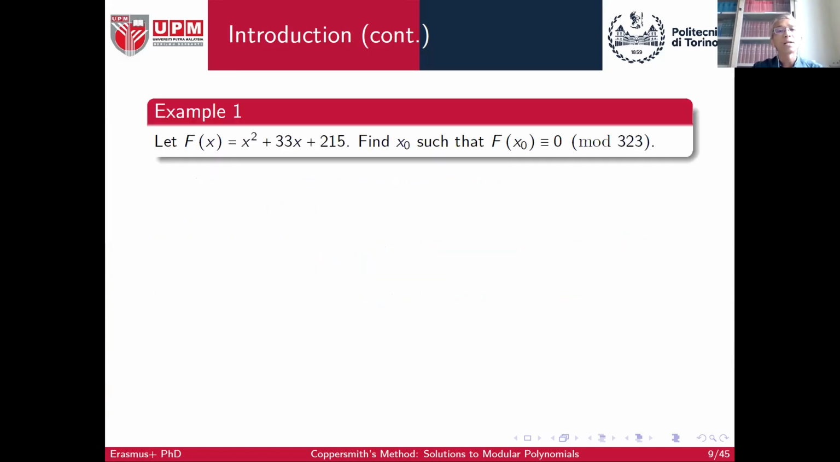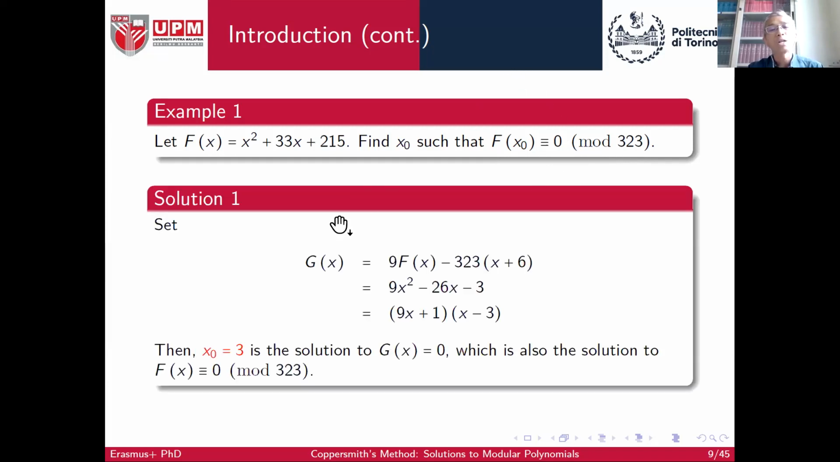And to illustrate, we'll do this simple toy example. Let's say now we have this function f(x) = x squared plus 33x plus 215. Now we want to find the root x0 such that f(x0) is congruent to 0 modulo 3^3. So the solution is that we set another polynomial g(x), composed of 9 multiplied by f(x), subtract 3^3 multiplied by (x plus 6). So this g(x) is built from f(x) and the modulus composite number N.